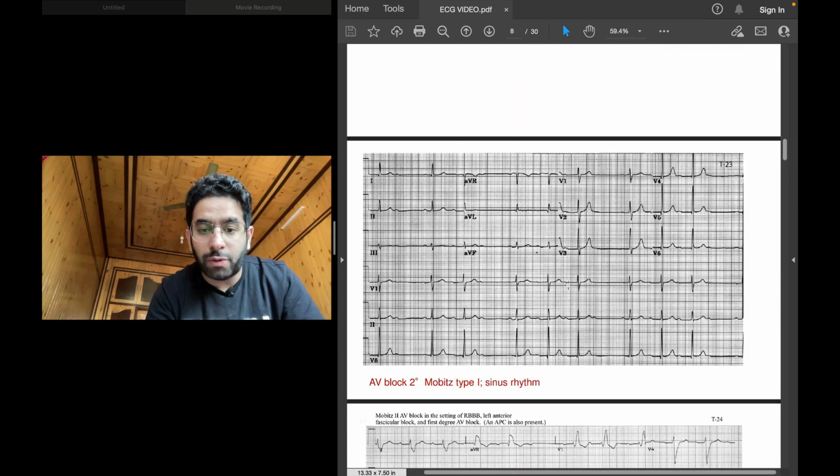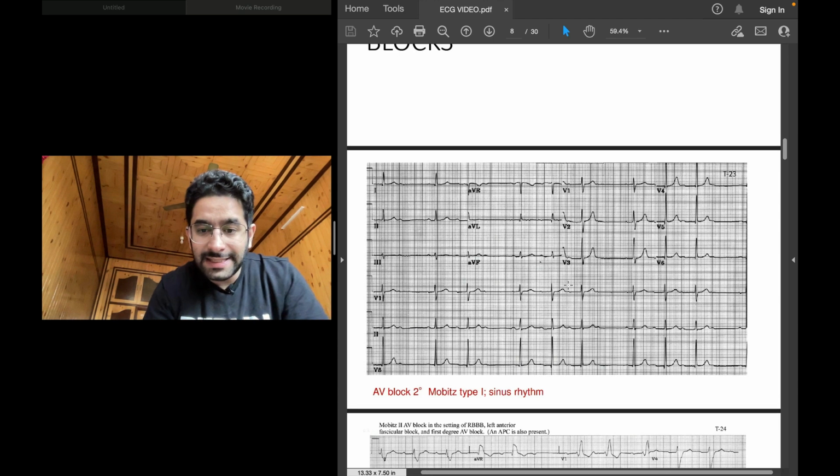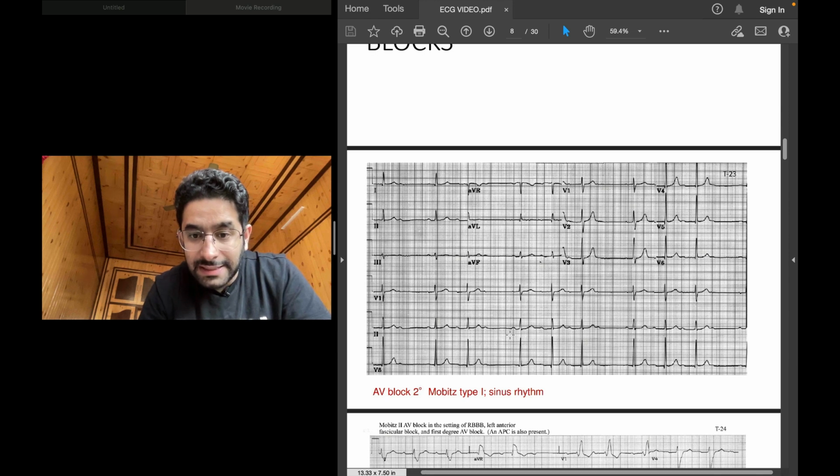Now coming to AV blocks. Now this ECG is important. I'll give you a tip here that whenever you see that there's clustering of beats, so 3 beats together, then there's a gap, then 3 beats together, then there's a gap, always think of Wenckebach phenomenon. So what's actually happening in this ECG is that there's a progressive prolongation of PR interval.